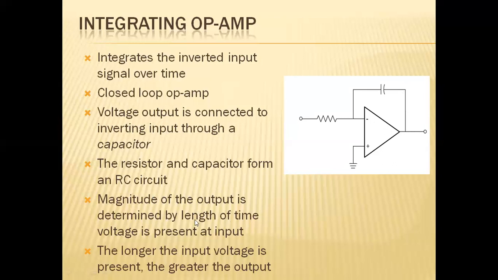The magnitude of the output is determined by the length of time the voltage is present at the input, depending upon the input resistance fed to the inverting input of the operational amplifier. The longer the input voltage is present, the greater the output. So if the input voltage is present for a very long time, then the output will be very high.